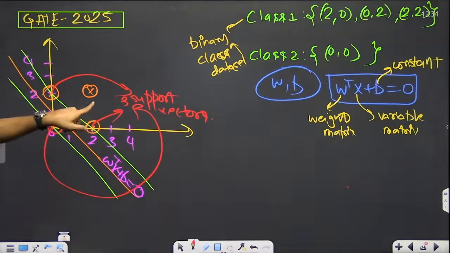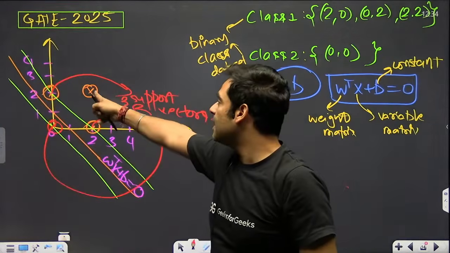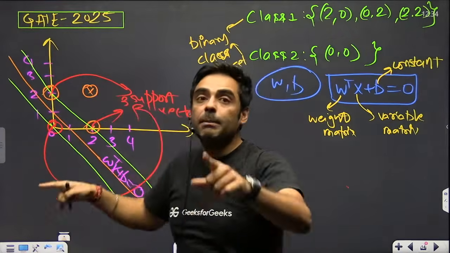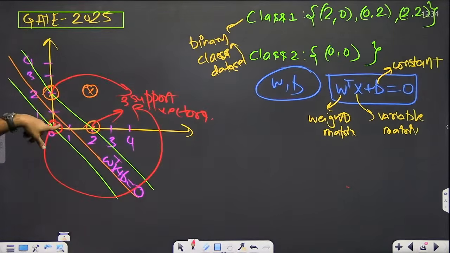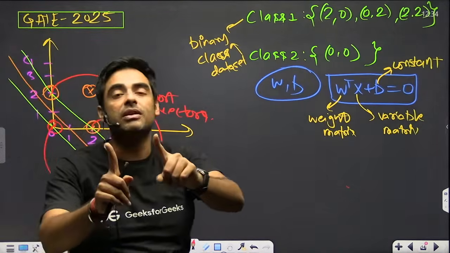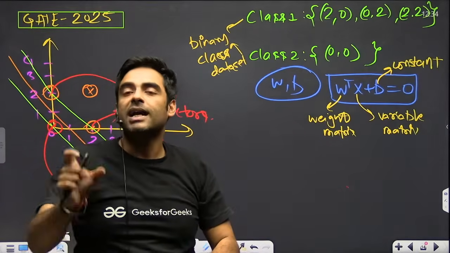I can't consider this as a support vector. I hope you understand why: that is the farthest point from these two. It is not the nearest point. So you should remember the definition. What is a support vector? The nearest point from the main hyperplane equation. That is the support vector.